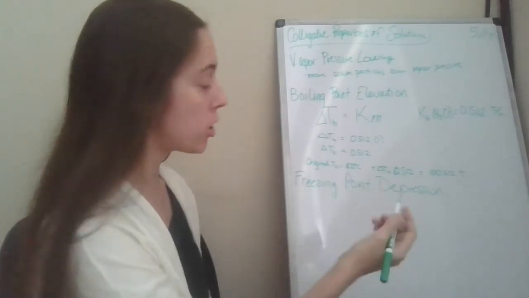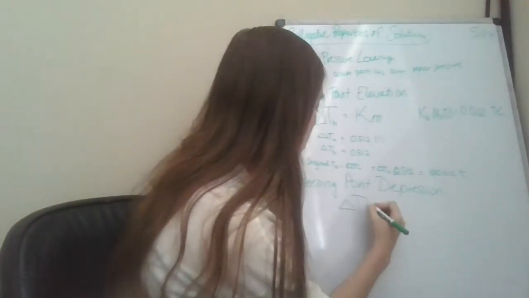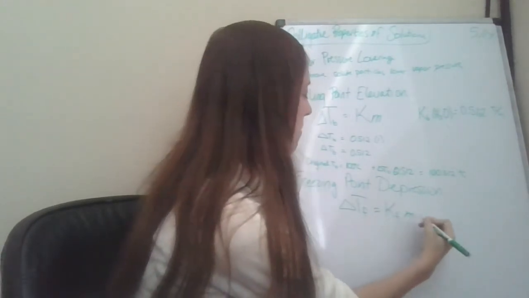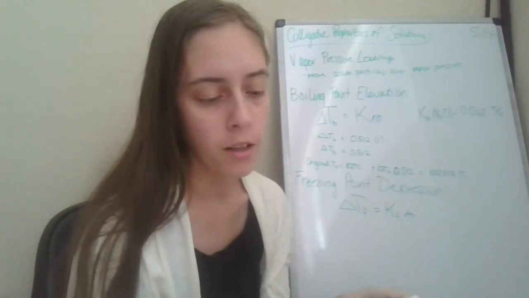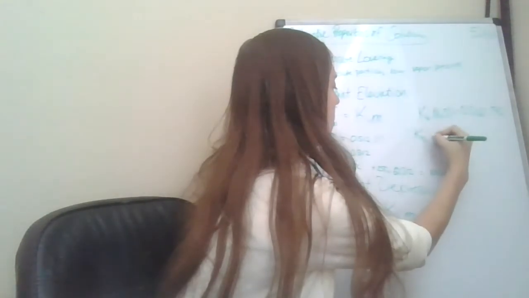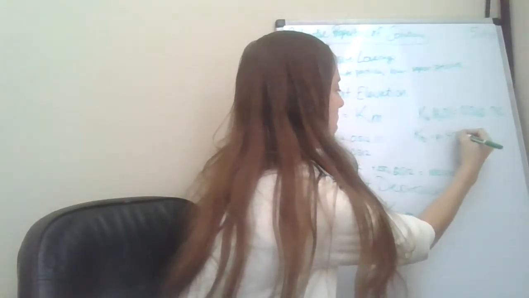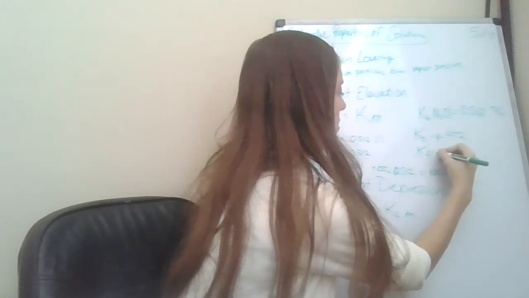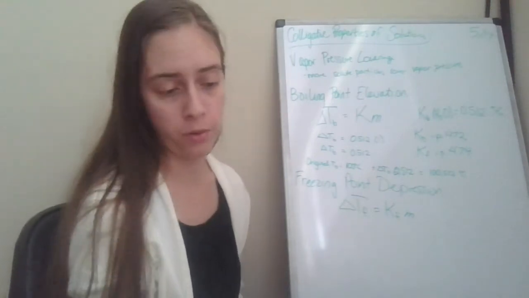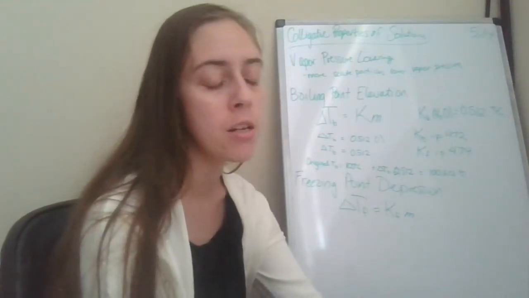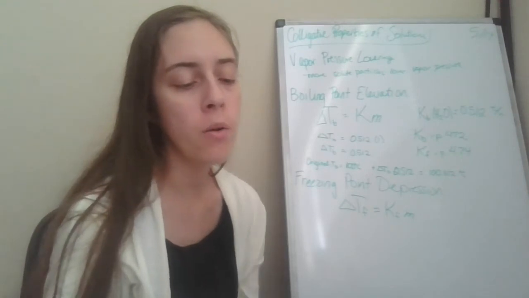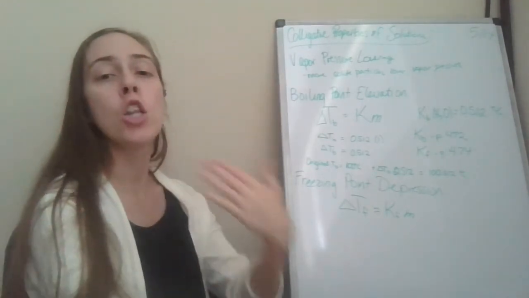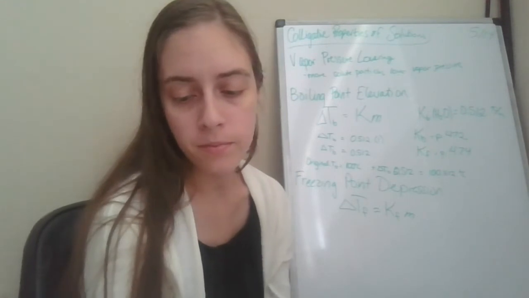So the freezing point depression can be calculated the same way. The change in temperature for freezing is going to be a freezing constant times the molality. Okay, your freezing constants are on page 474. So Kb values are going to be on page 472. Your freezing constants are on page 474. Again, this is your change in temperature, okay? So it doesn't mean water's going to freeze at a temperature of 1 degree Celsius. It means it's going to freeze that much lower, okay?